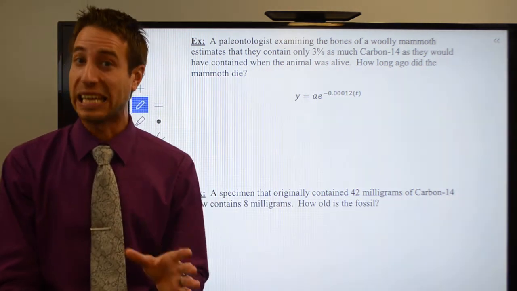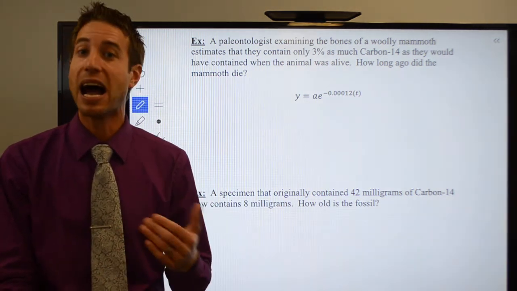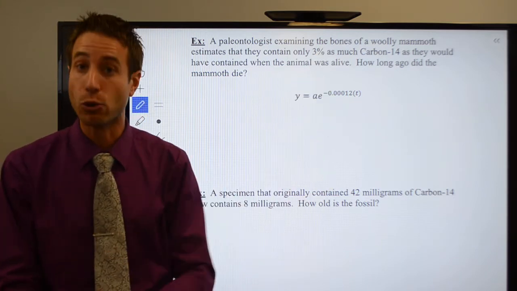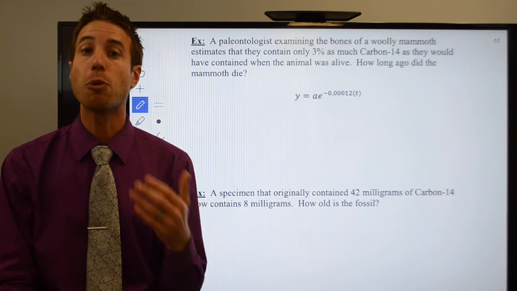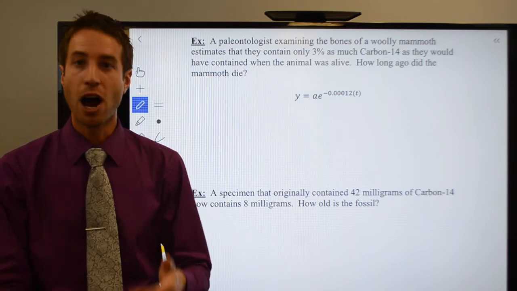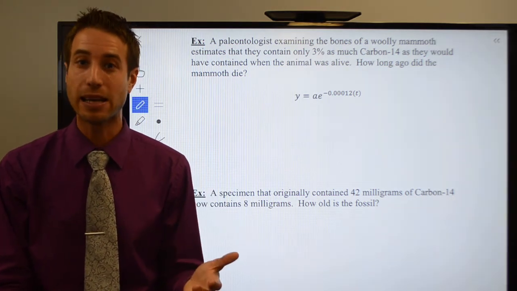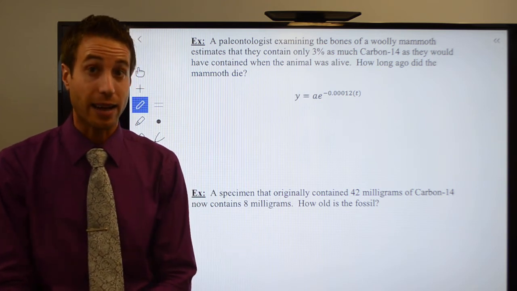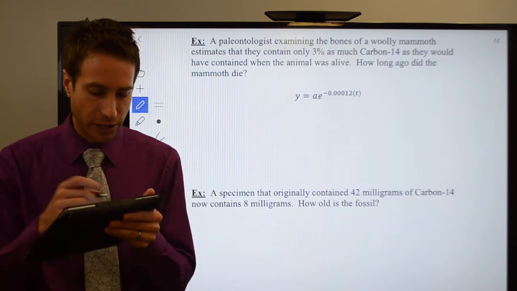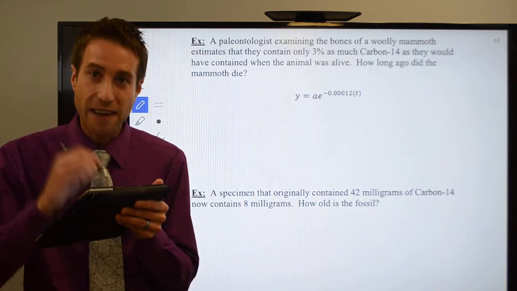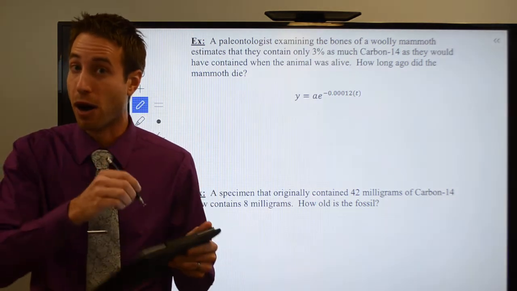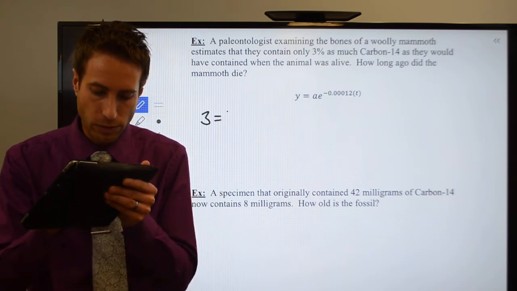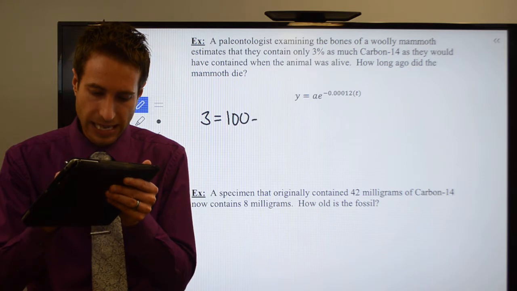So here we go. I don't actually give you an initial and a final amount, but I don't need to. You know that 3% of the original amount is left. So pick something easy. 100 is an easy number to take 3% of. What is 3% of 100? Yeah, it's 3. I bet you didn't even need a calculator to do that. So if I do an initial amount of 100, my final amount is 3 equals 100 e.